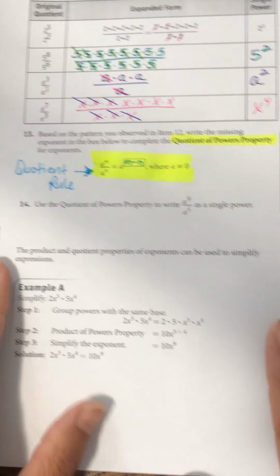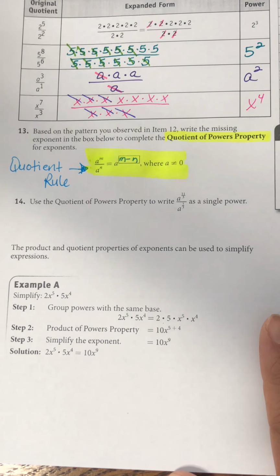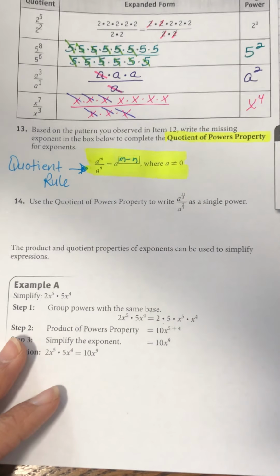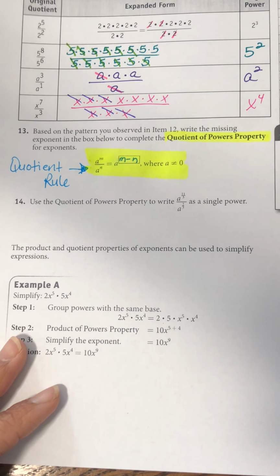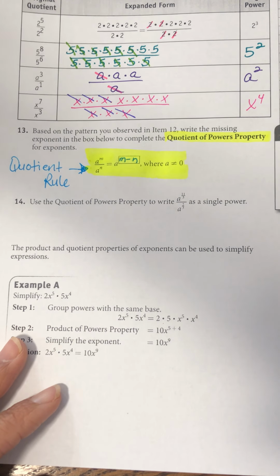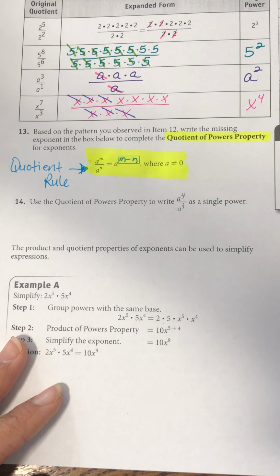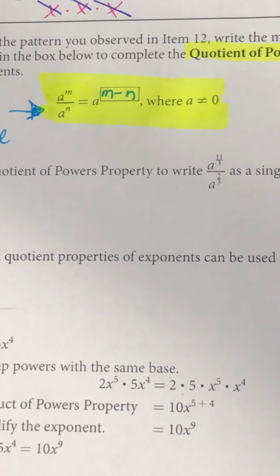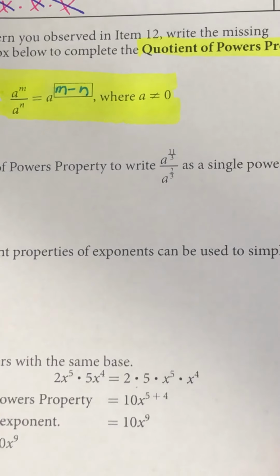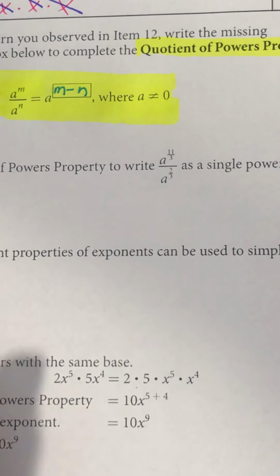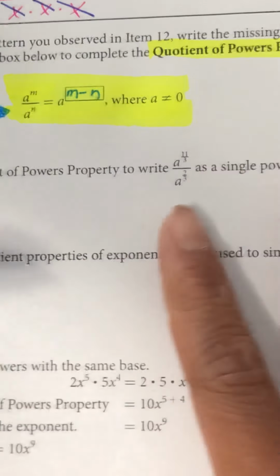All right, so number 14, it says to use the quotient of powers property to write a to the 4th over a squared. Does it say a to the 4th? Let me make sure. Oh, no, that doesn't. Sorry. I need to zoom in. Those are fractions. There we go. A to the 11/3 over a to the 2/3 as a single power. Okay, so just like the product rule one that we did.